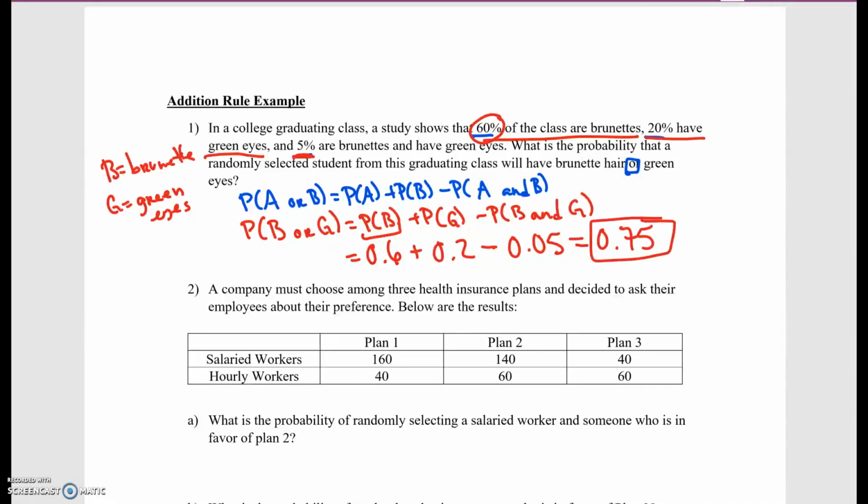Okay, so this is the probability. This is a really good problem. It has all the information that we need. All we have to do is plug it into the formula.